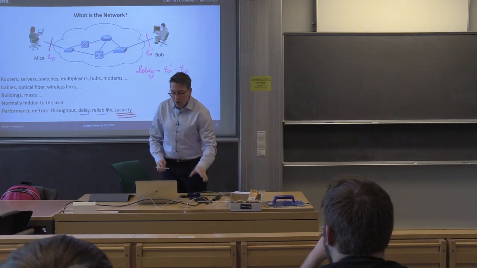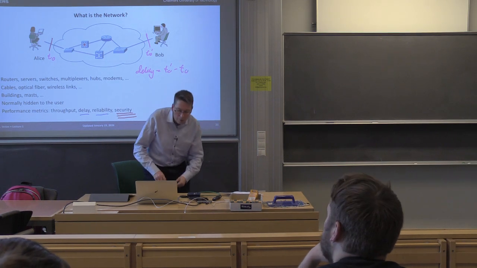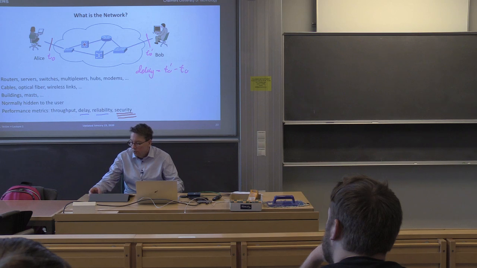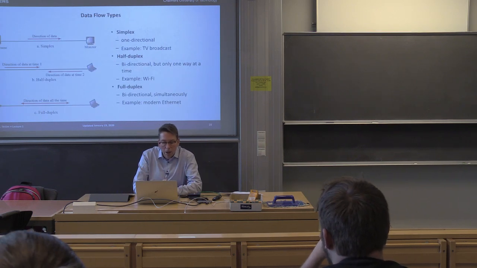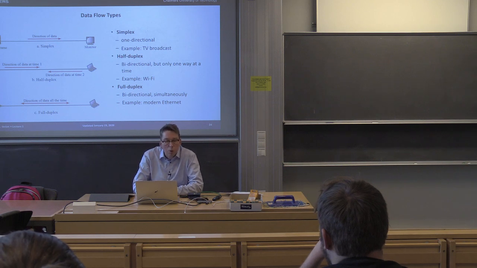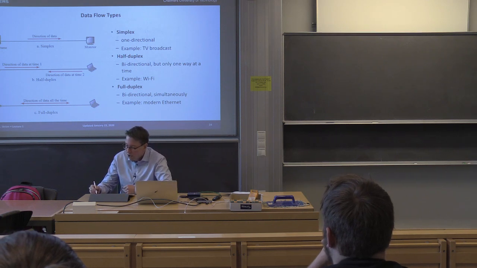Okay, so we were talking a little bit about the network and the network components, a little bit about performance metrics. So let's continue. How data flows through this network over a link has three main classifications, I would like to say.